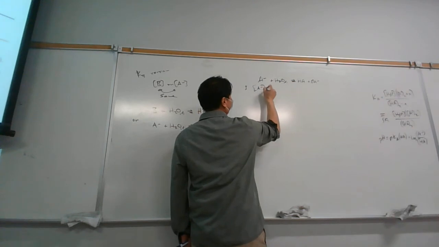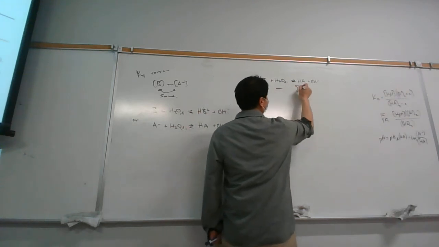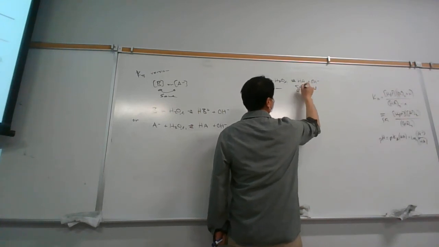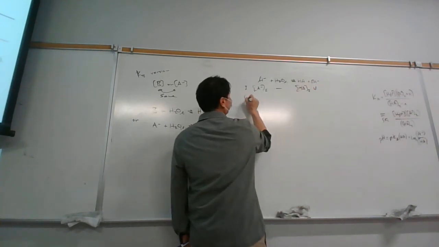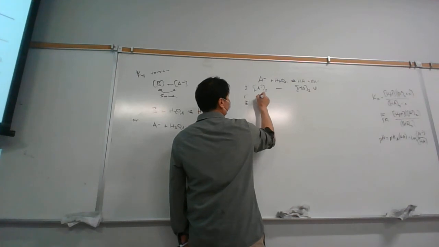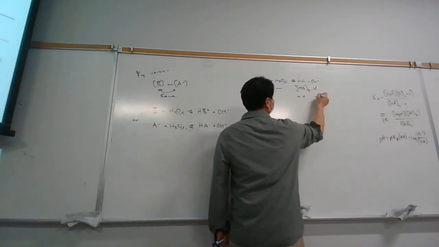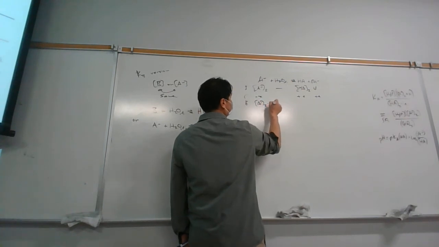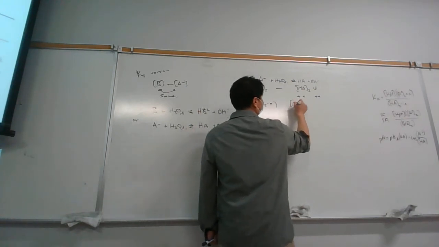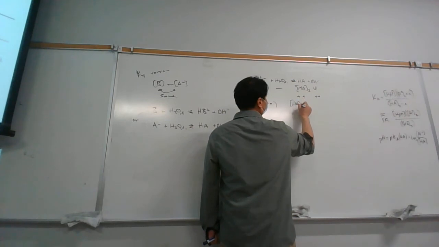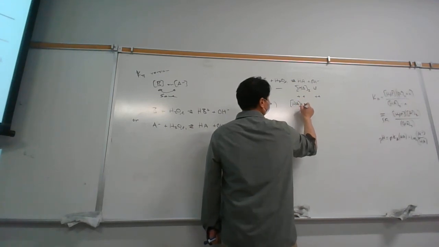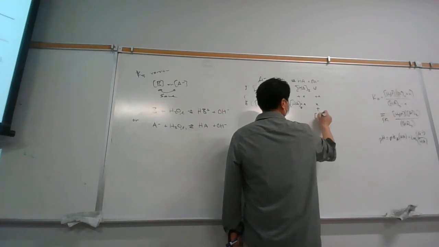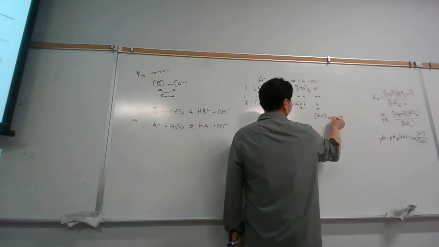And so we'll have A minus initial, HA initial, and 0 for hydroxide initial. The change here is going to be minus X, plus X, plus X. So we get A minus initial minus X, HA initial plus X, and then X. X is going to be the hydroxide concentration at equilibrium.